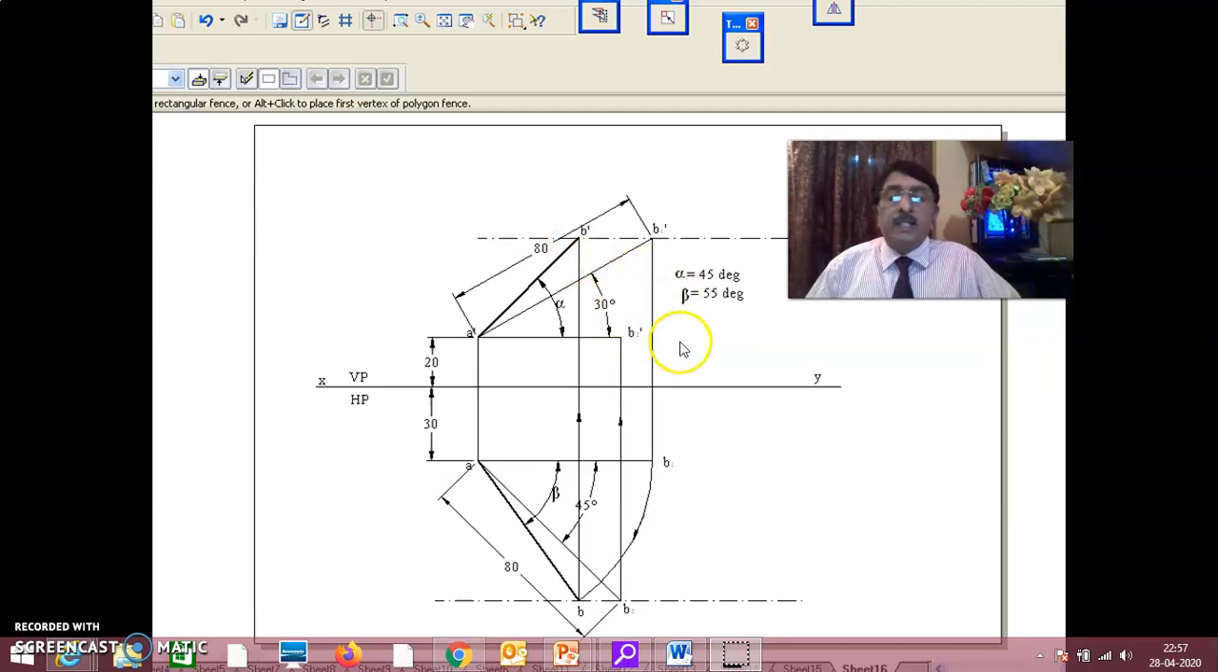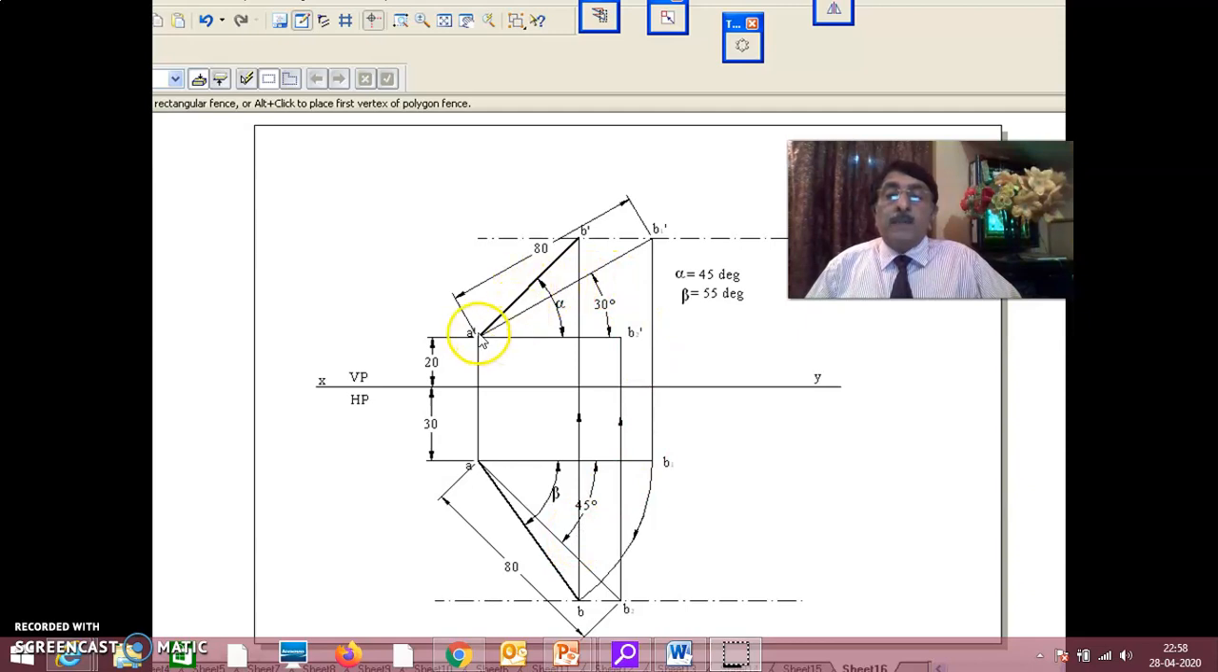But the important thing here is to understand that A'B' and AB are the projections, the front view and top view. That means A'B' with alpha and AB with beta. These are the projections we are interested in for this line inclined at 30 degrees to HP and 45 degrees to VP. Did you follow?